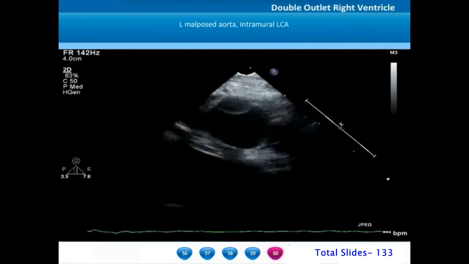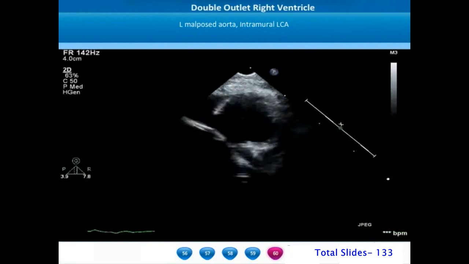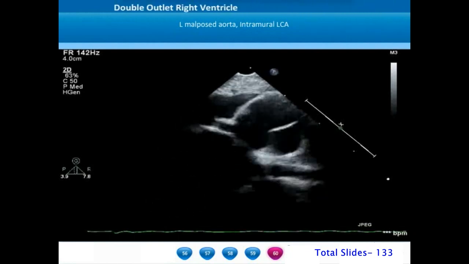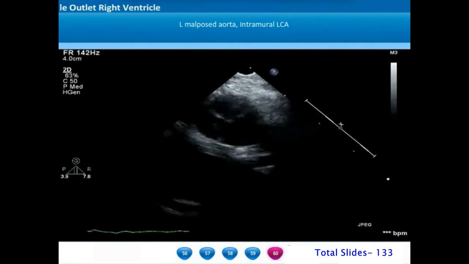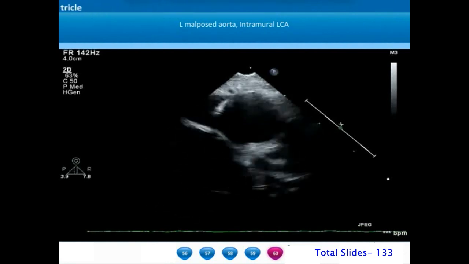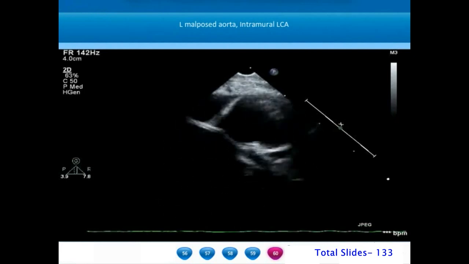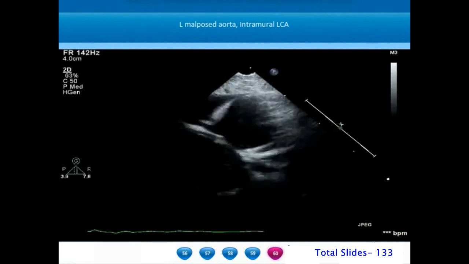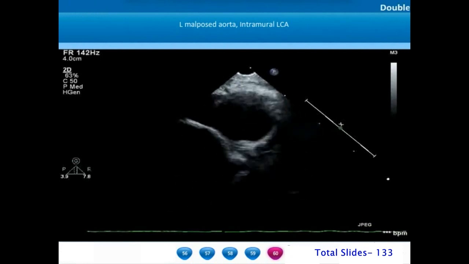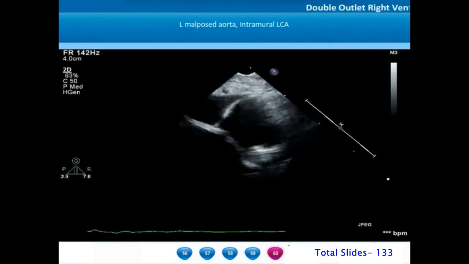Double outlet right ventricle with large subpulmonary ventricular septal defect will need an arterial switch operation and a VSD closure. When the VSD is closed, the left ventricle will be routed towards the pulmonary annulus, and subsequently when we do an arterial switch, we will be able to commit the left ventricle towards the neo-aorta.